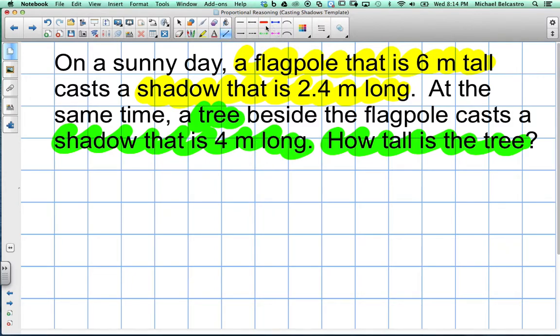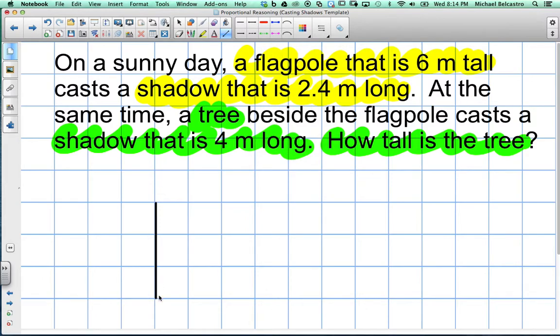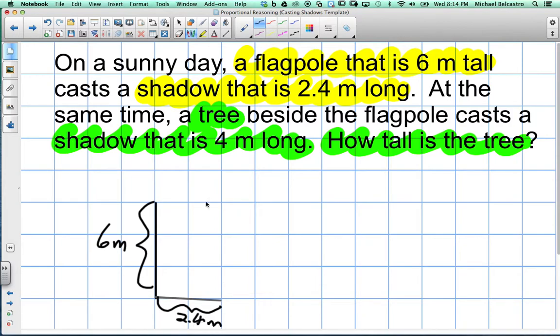So because it's describing a relationship, I'm going to try to have a visual with it. I find visuals very helpful, especially with word problems. Our black line represents the flagpole and our gray line the shadow. The height of the flagpole was 6 meters, and the shadow it happened to cast was 2.4 meters. Okay, so here's our flagpole.